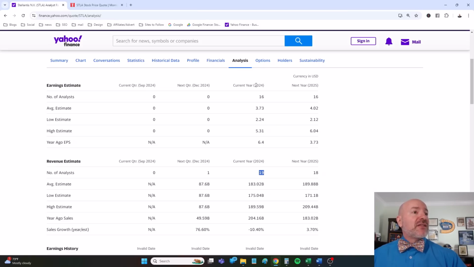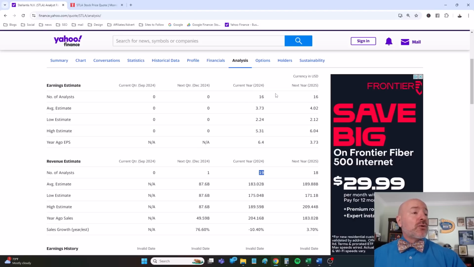And for each of these, you've got the current year, the current quarter, and next quarter. But I really just look at the current year and the next year. As a longer term investor, I'm not really too interested in what they're doing this quarter or next quarter. I want to see what they're doing this year and next year. And we can see that the year ago EPS, earnings per share or profits, was $6.40 a share. The average estimate for the current year is $3.73.